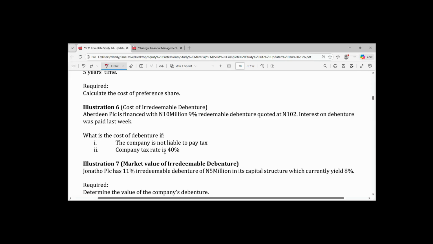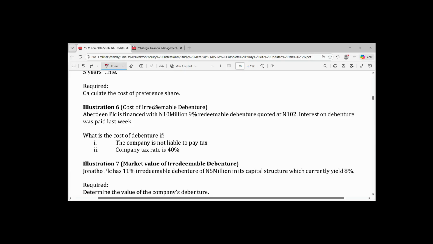internal rate of return. And there are two steps. Step one is to assume two discount rates that will produce two opposing NPV. Then step two, you estimate cost of redeemable debt using internal rate of return formula. And this is where we stopped in our last class.